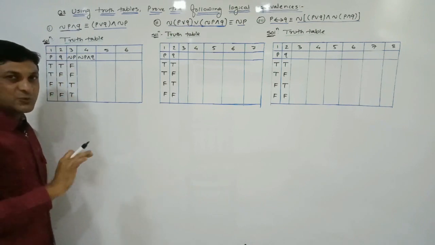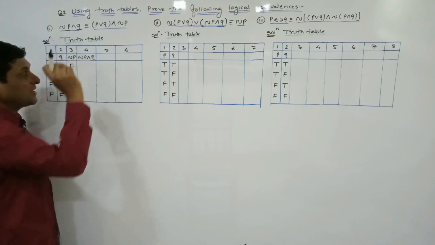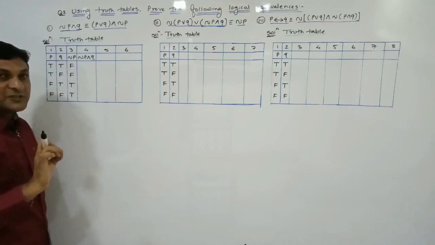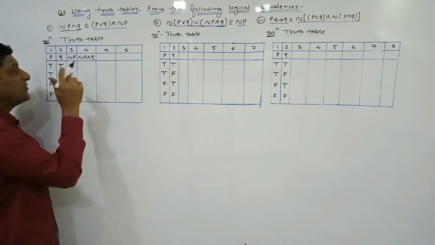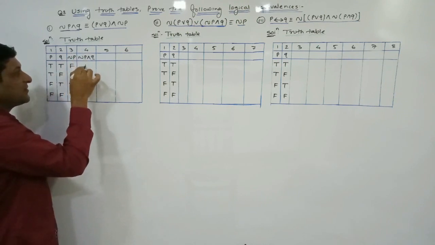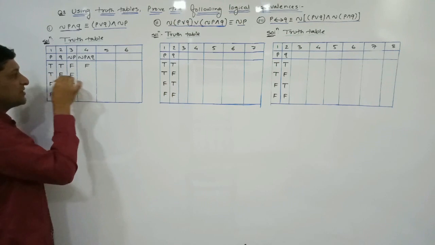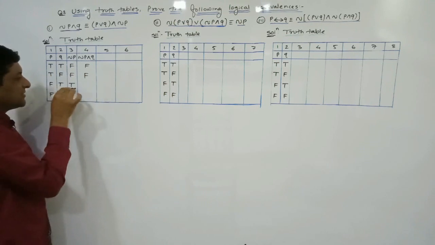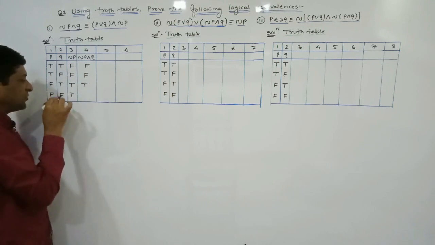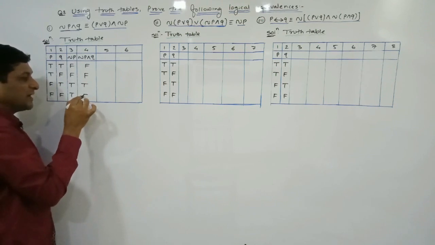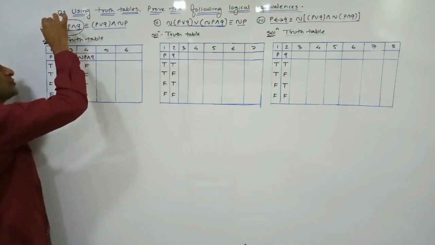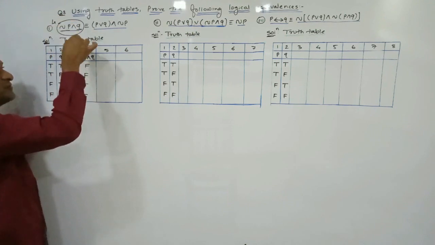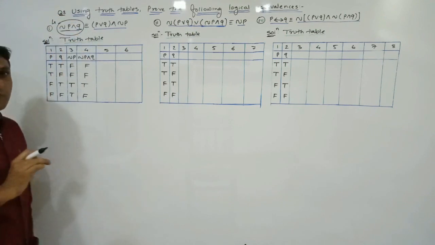We are connecting these two statements by which logical connective? AND. And what is the condition in case of AND? If at least one statement is false, the truth value of AND will be false. So here we will get false because one statement is false. Here also we will get false. Here both are true, so the result will be true. Here one statement is false, so the truth value of AND will be false. So the truth value of the first statement is known to us, and it is in column number 4.